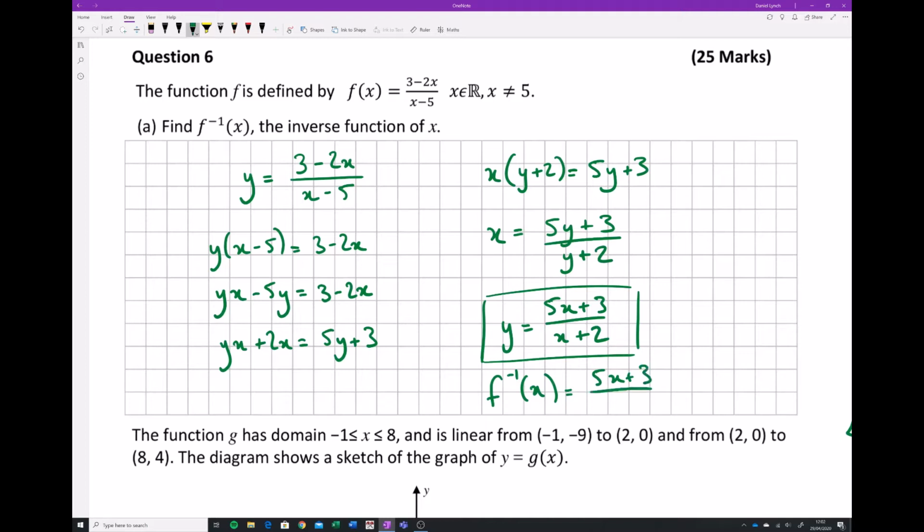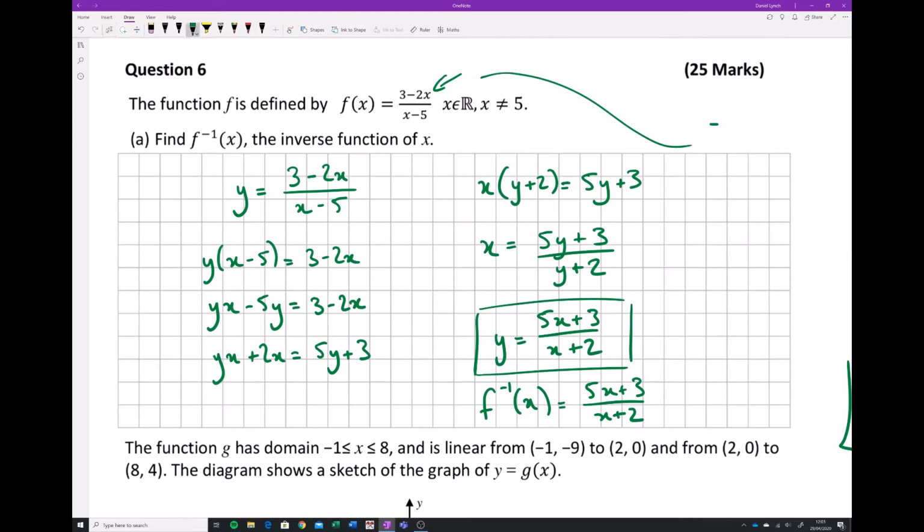I would always take the time here just to double check it. Pick a value, send a value in here and see what you get. So let's say that we put in 1, for instance, or 2, we'll say 2 here. If we let x equals 2 here, what are we going to get? So we'll just do this over here. We get 3 minus 4, so minus 1 on top, and we're letting x equal 2, so 2 minus 5 is minus 3, so we end up getting 1/3. So what we're saying is the input is 2, output 1/3.